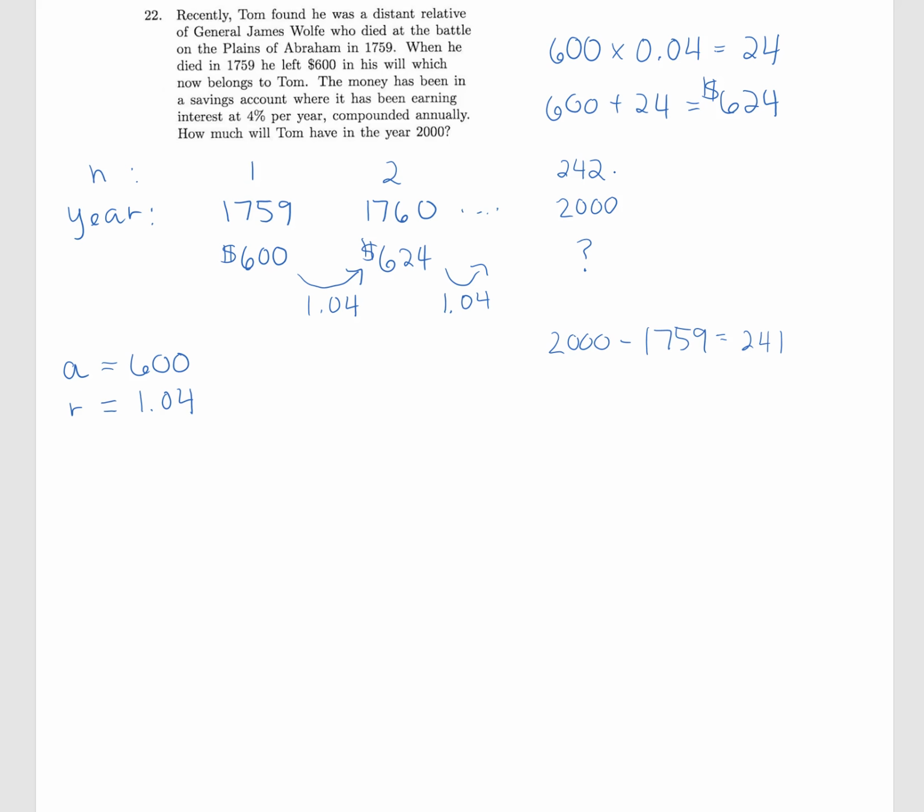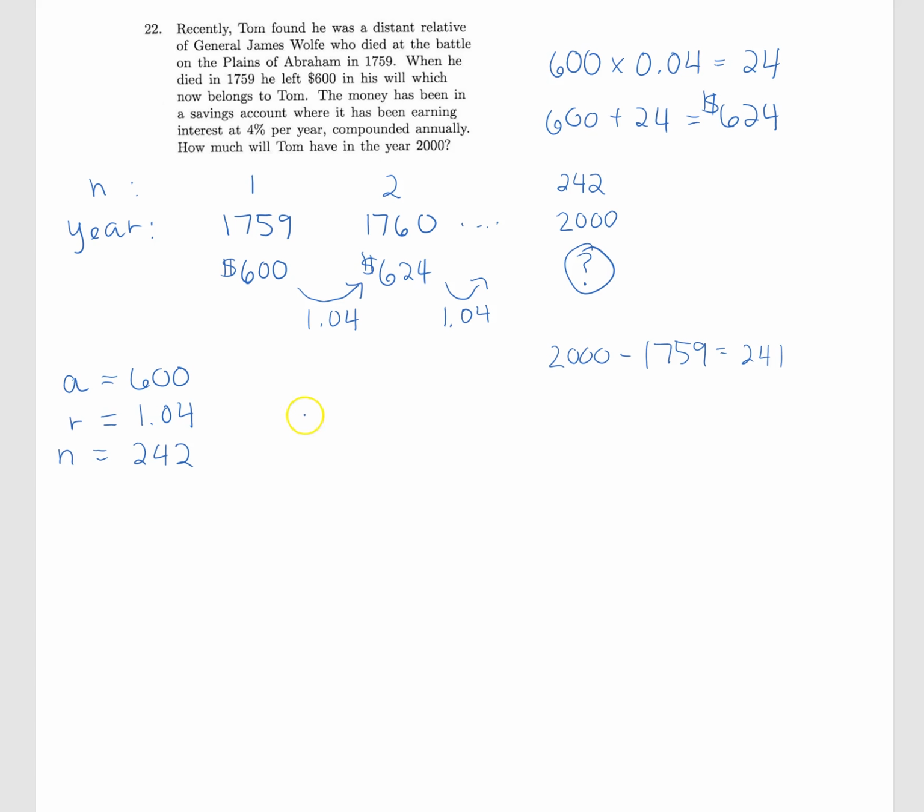So this means that our n for the year 2000 is 242. And so now we have all the information we need to figure out what our 242nd term is in dollars, which is what we're looking for. So I'm going to use my equation for the nth term, which is Tn equals A times R to the power of n minus 1.